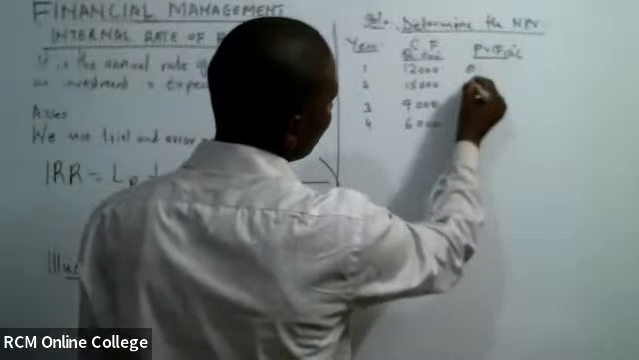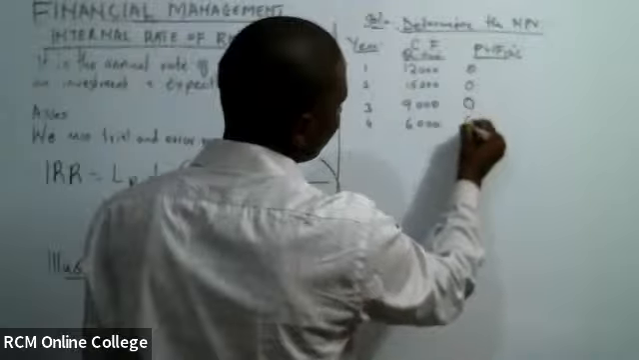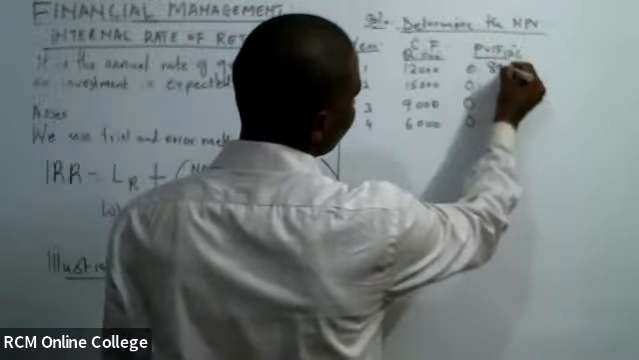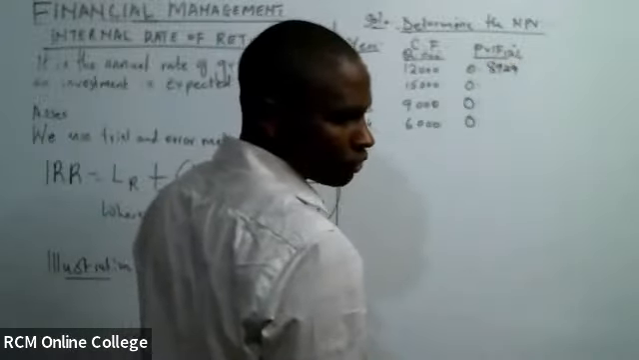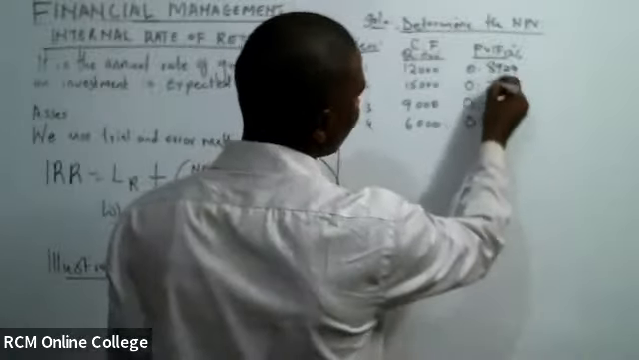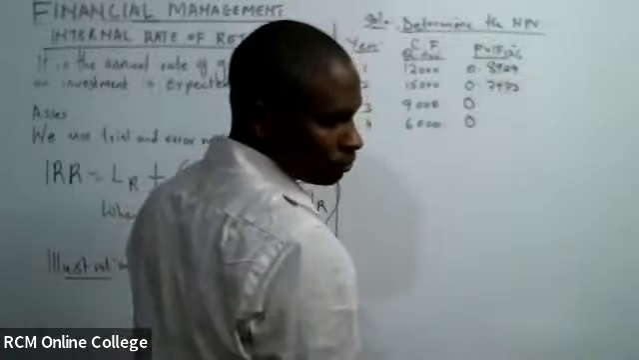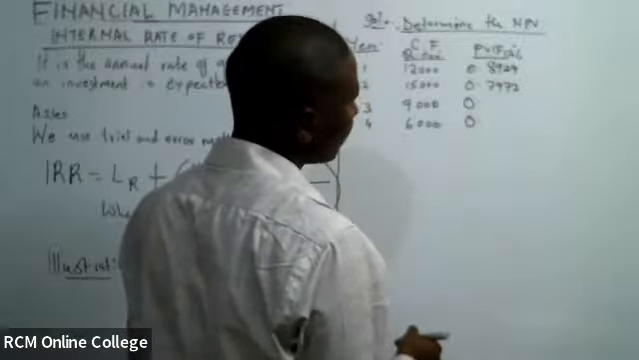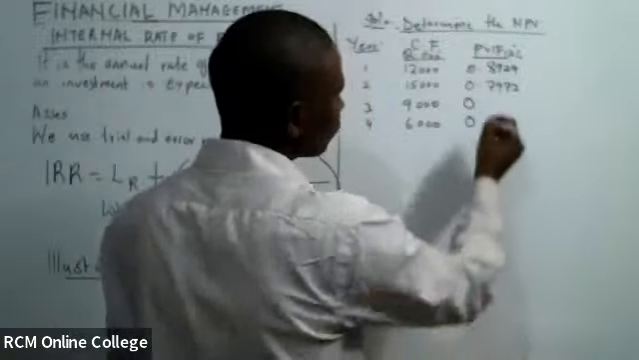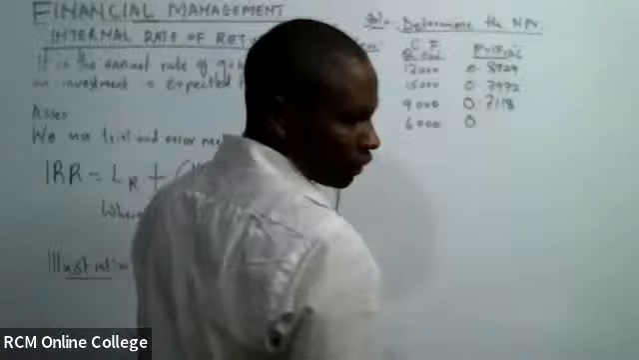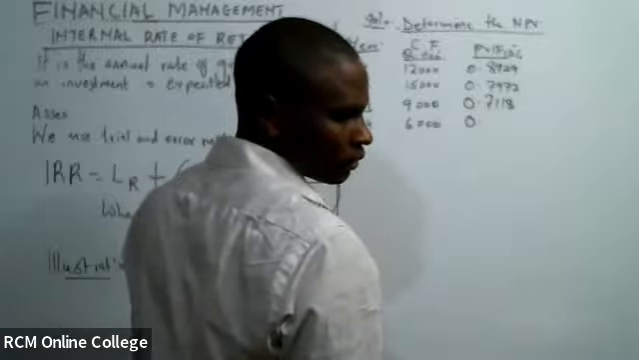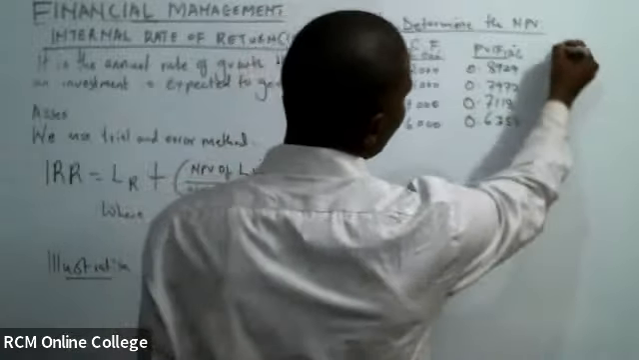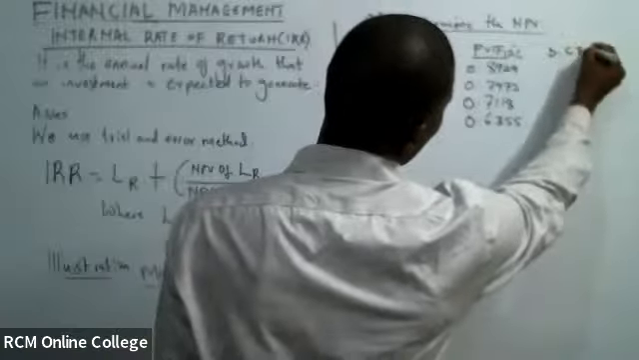Of course, in here 0 point. First, 89.29. The second, 79.72. The third, 71.18. And the last one, 63.55. We are done. Then we get the discounted cash flow here.